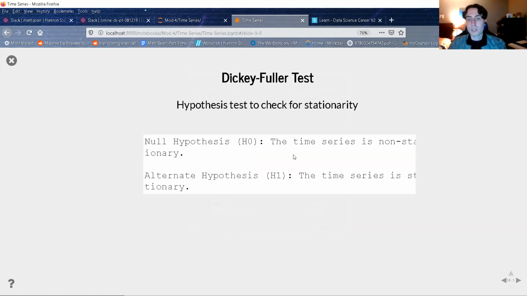The null hypothesis is that the time series is non-stationary, while the alternative hypothesis is that the time series is stationary. So if we get a low p-value, we reject the null, and we can say that the time series is stationary.